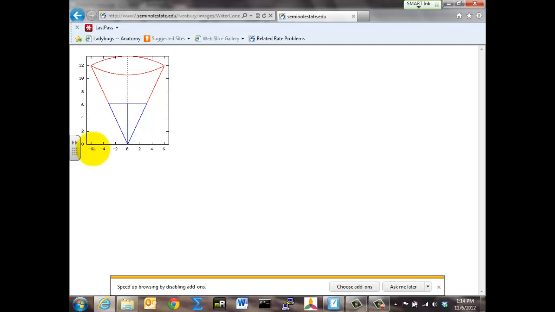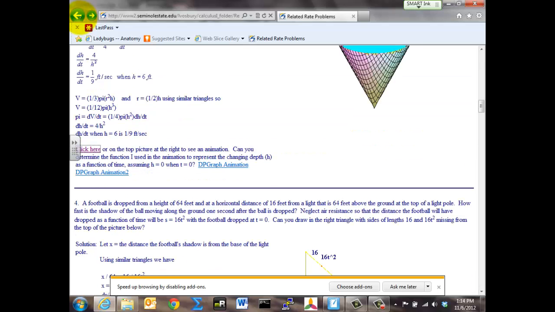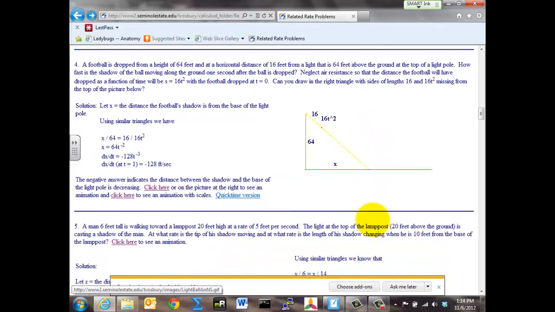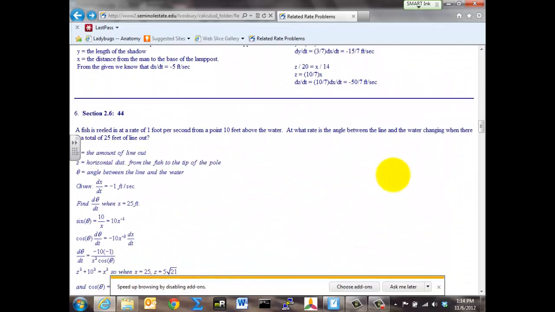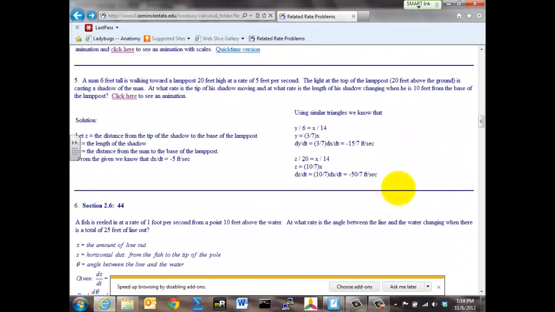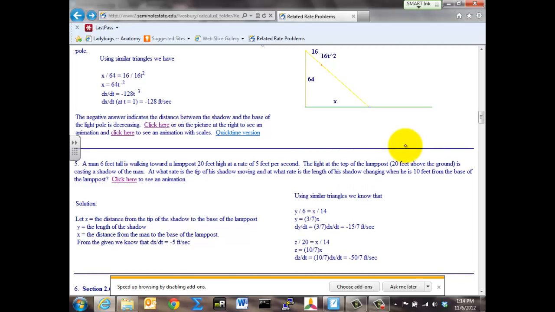So, do you understand? This is another example of related rates. The water's going in at a constant speed, but the height is not changing at the same speed. The radius or the diameter of the water is not changing at the same speed. Let's see if we can find one more example, just so you've got a pretty decent picture of what's going on here. Not the fish. There we go.